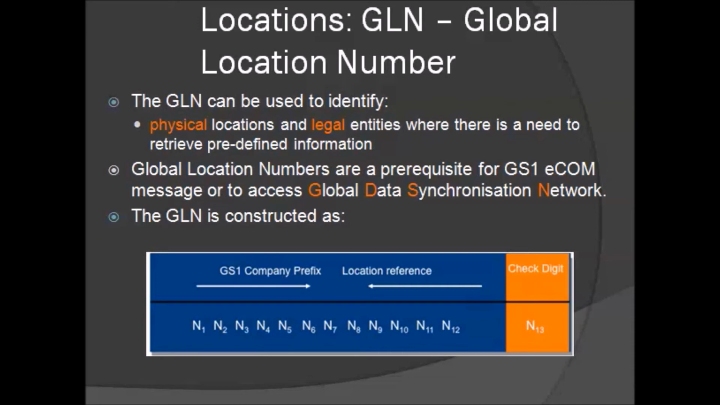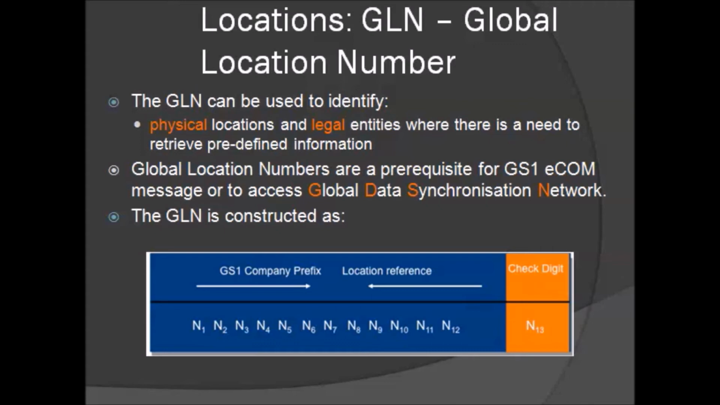In addition to the trade item number, GTIN, the location is still the important issue or the key for the trade item. So the EPC Global Standard 1 defines the standard global location number to indicate the physical locations and legal entities where there is a need to retrieve predefined information. The global location numbers are prerequisite for GS1 e-commerce or to access global data synchronization network.